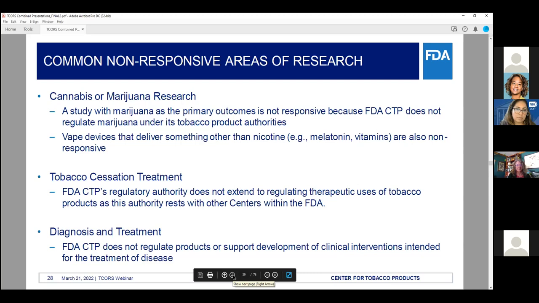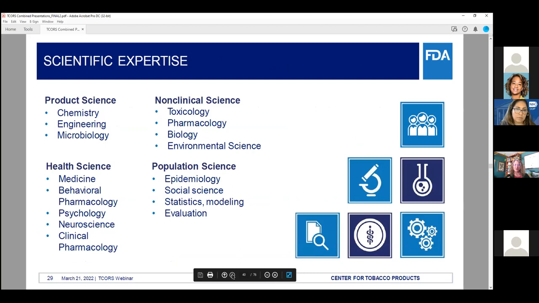Next slide, please. I'm not gonna spend a lot of time here, just a slide to remind everyone that the Center for Tobacco Products looks at a broad range of research that are covered by those research domains, and really led by a strong scientific workforce here at the Center for Tobacco Products.